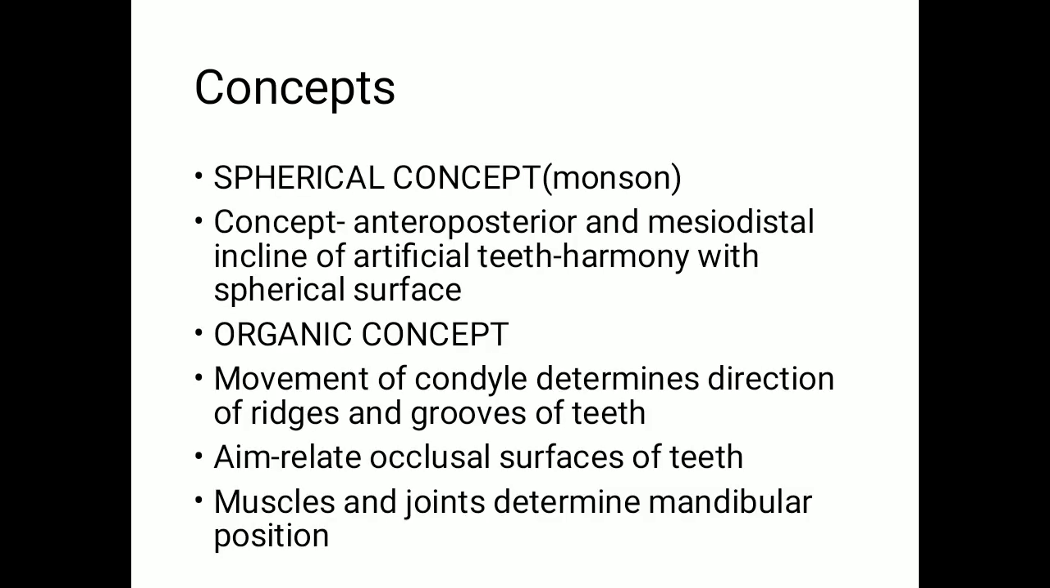Then the next topic is concepts. There are three types of concepts in occlusion. First one is the spherical concept, second the organic concept, third one is the neurocentric concept. First, the spherical concept, as we have seen in the previous chapter on jaw relation. The spherical concept was discovered by W.G. Monson. The concept is that the anterior, posterior and mesiodistal inclines of artificial teeth should always be in harmony with the spherical surface.